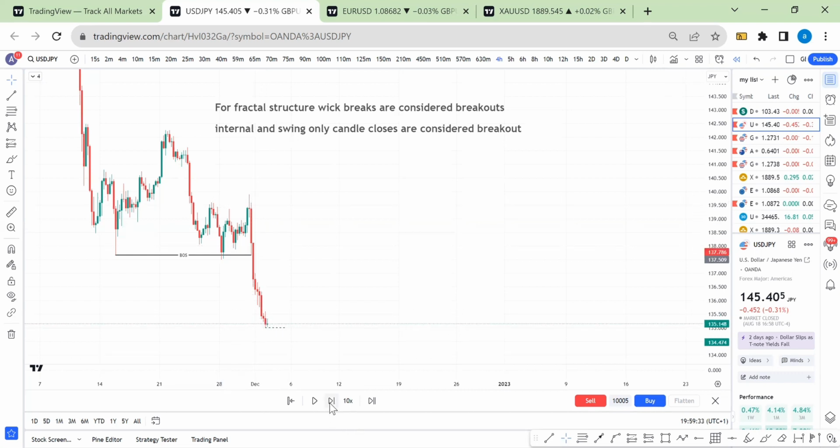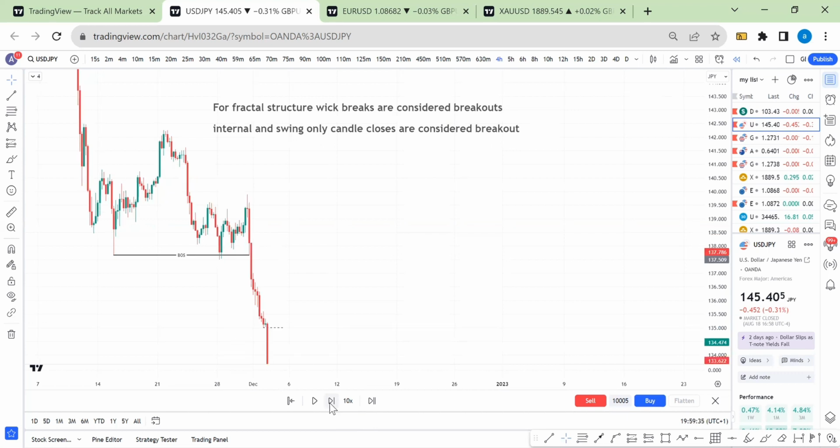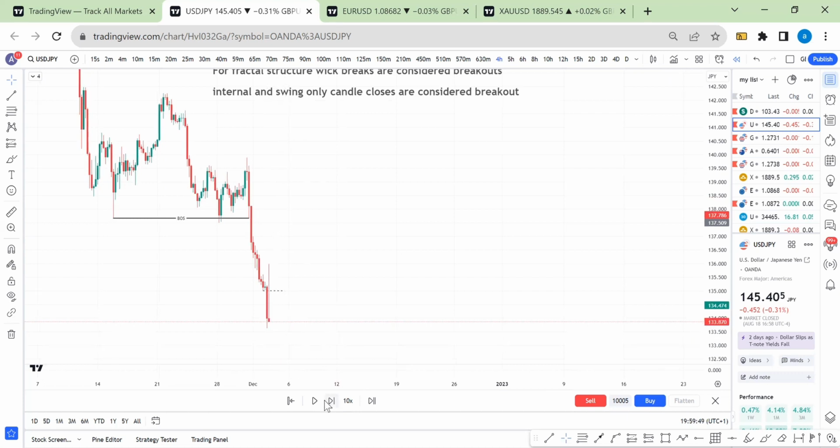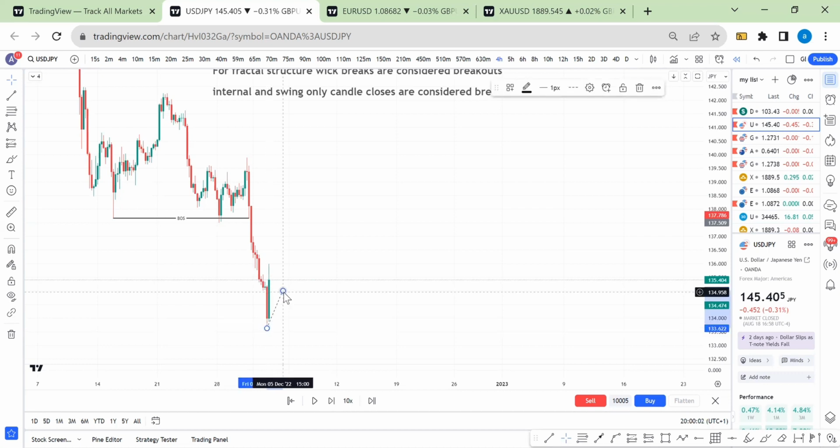But let's just see what price is going to do. Let's play price forward. So price broke it, and it broke the low. So now we are looking for our fractal low again. The previous low has been broken, and this is the one that failed. So if this is the one that failed, this is our fractal low, since this current candle failed.